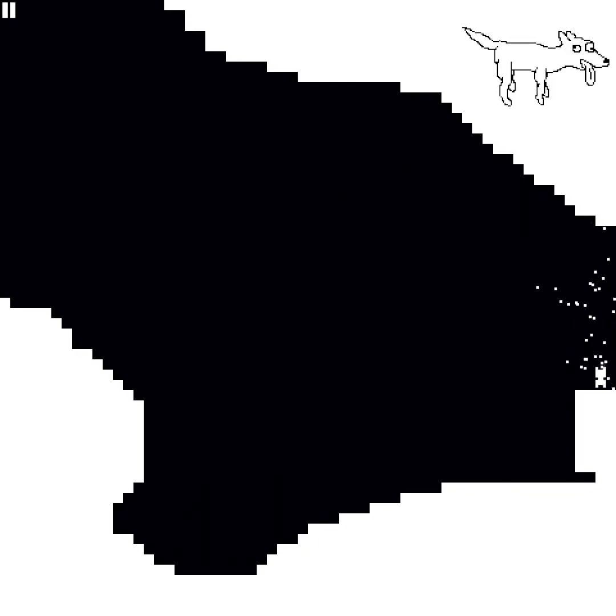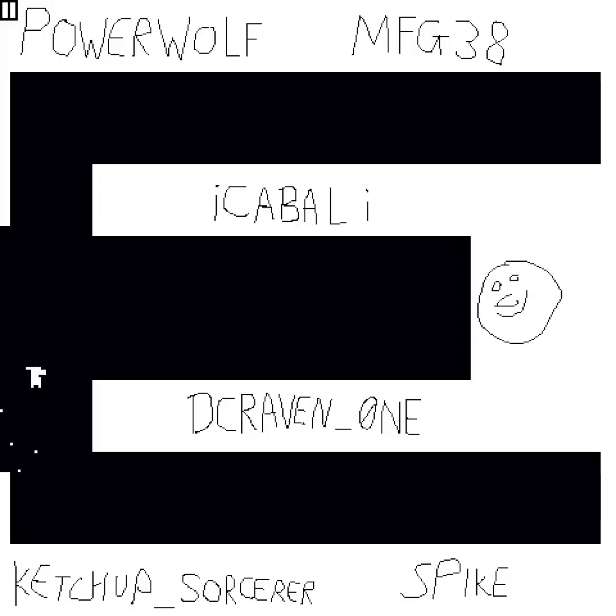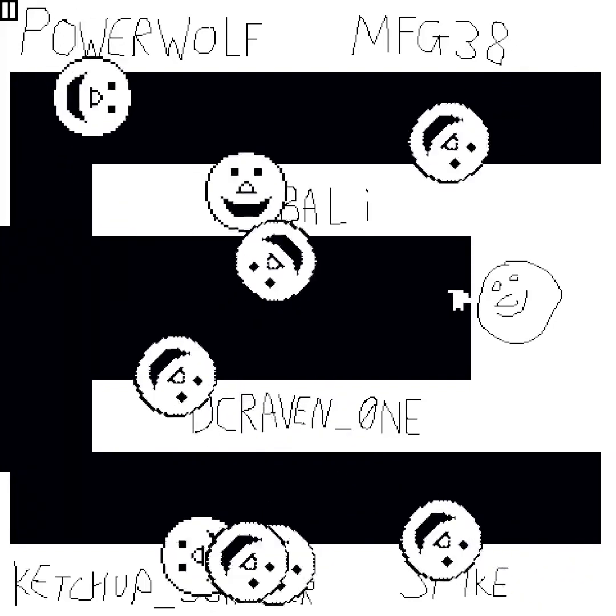So this wall is destructible. Kaboom. And in here we have some names. Power Wolf, MFG38. Ikabali, maybe? D. Craven 1, you were the one I heard about this game from. Oh, jeez.